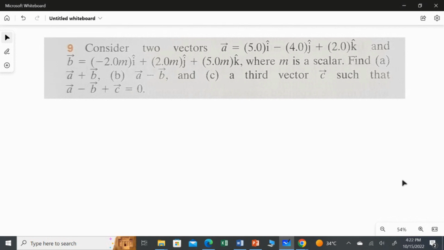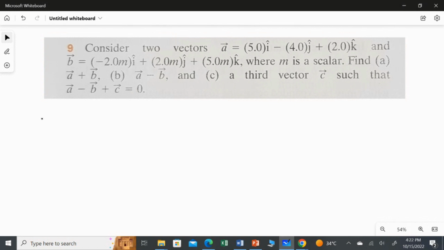Clear? So it's one of the easiest questions, but the most important thing here is that this m is not a meter, it's a scalar. So when you are dealing with a scalar, it is just a number, am I right? So you should not add these things. Understand? Okay, let's start with the first one.